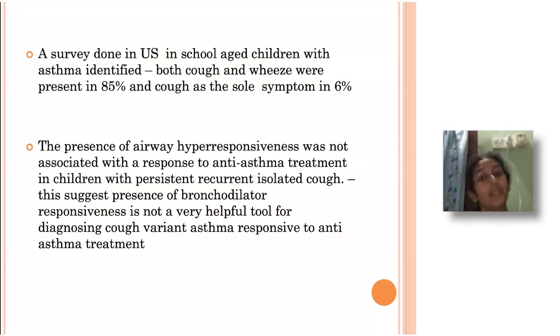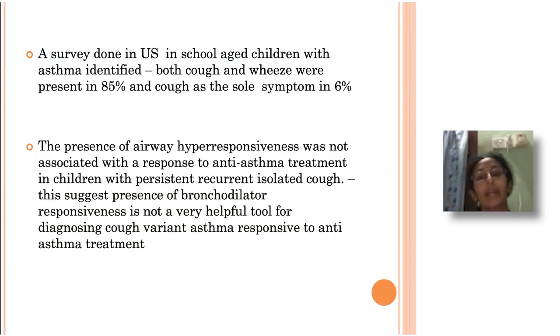A survey done in the US in school-age children with asthma identified that both cough and wheeze were present in 85% and cough as the sole symptom in 6%. So this 6% will not have a wheeze at all, and they will have only the cough as a symptom.